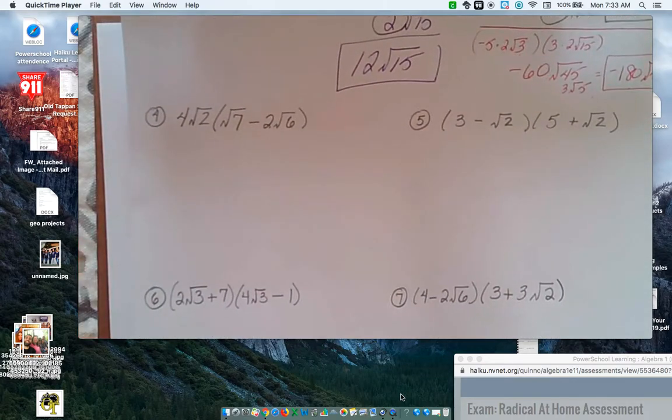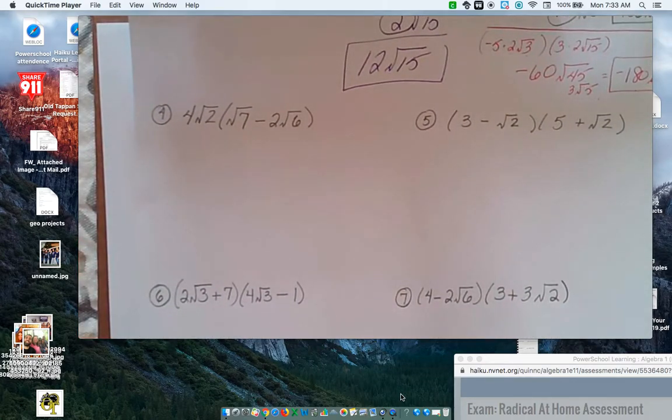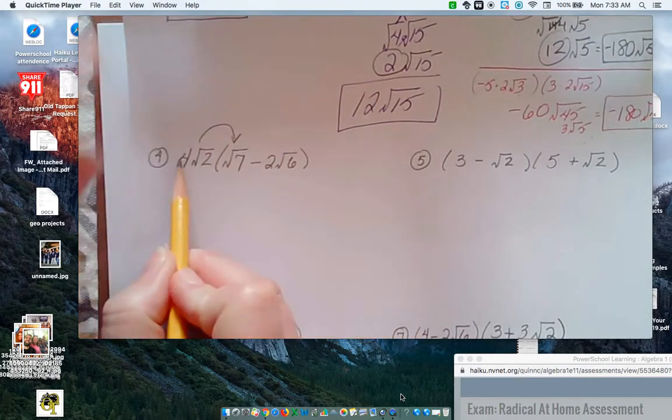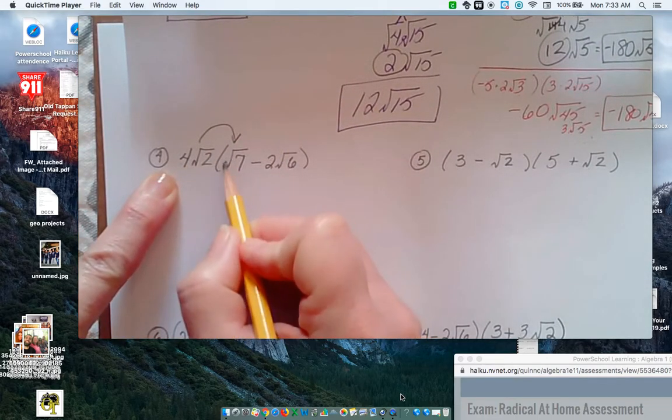Number 4. So for this one here, again, we are going to multiply outside numbers, multiply inside numbers, but you need to distribute. So here, if there is no outside number, it's kind of like a 1.